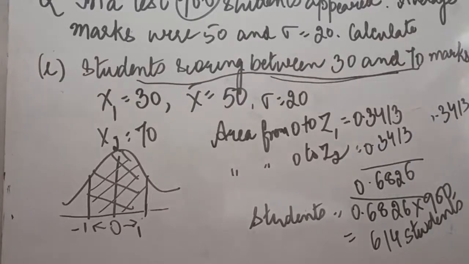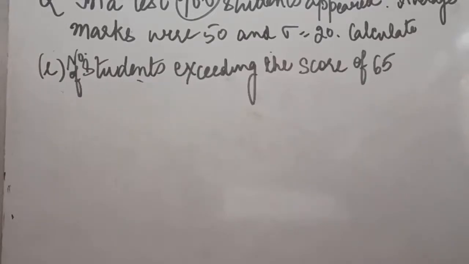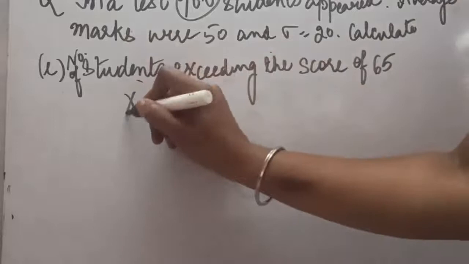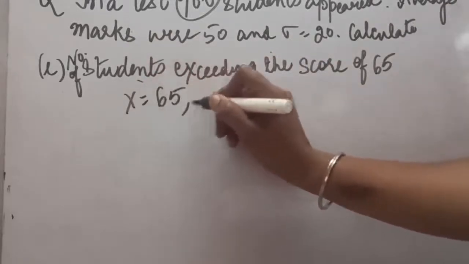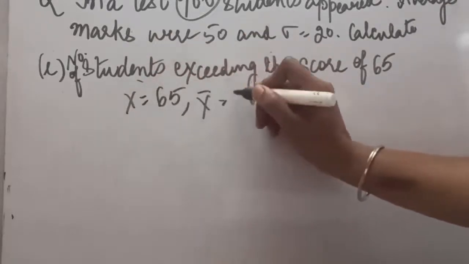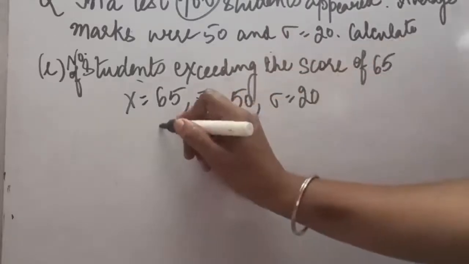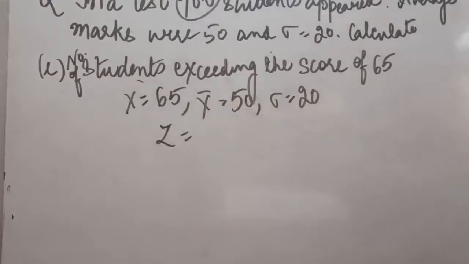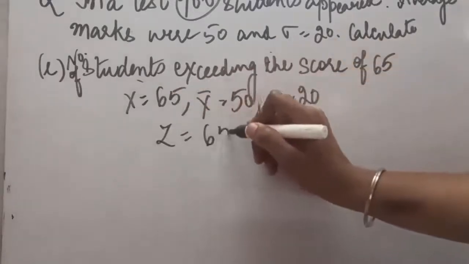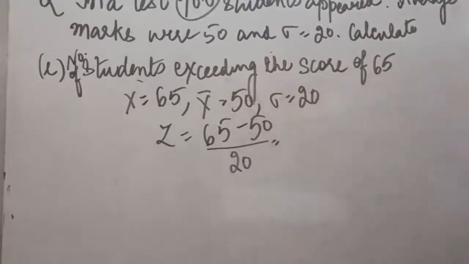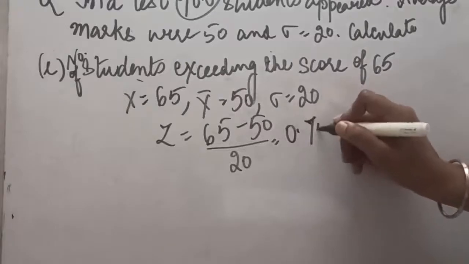Coming to the second point of this question. Now here it is asked that number of students who exceeded the score of 65. So here x has been given 65. The value of mean given in the question is 50 and standard deviation is 20. So now calculating z, we will apply the same formula, x minus x mean upon standard deviation. So it will be 15 divided by 20, that is 0.75.